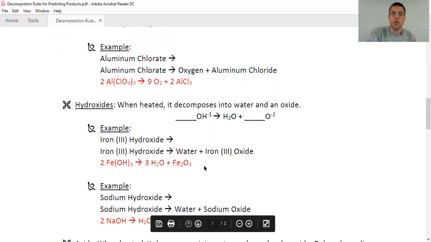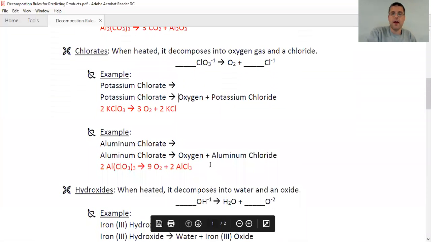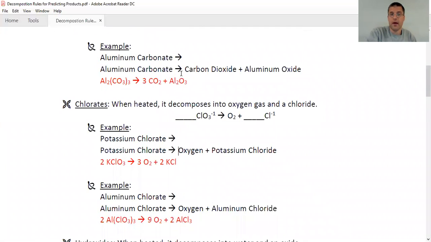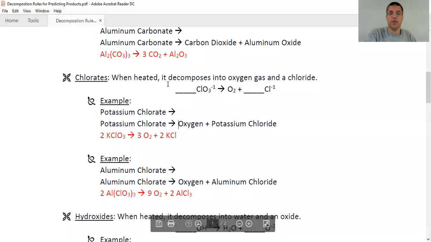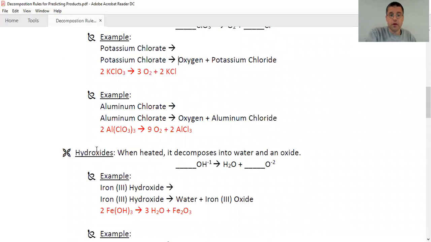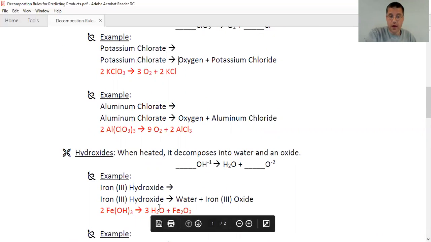So again, the common factor we've seen so far is an ionic compound, salt, metal, non-metal, in all three. Either the decomposition of a carbonate gives carbon dioxide, or the decomposition of a chlorate, ClO3, where there's oxygen left over. And here, the decomposition of a hydroxide gives water.